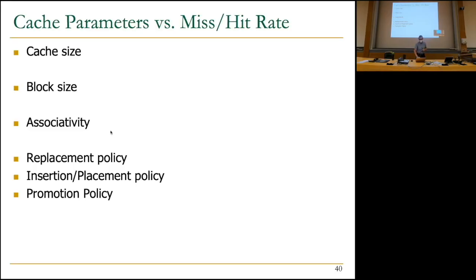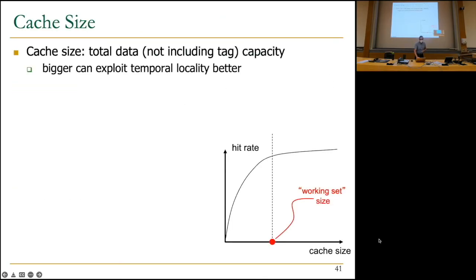I'll mention one, as we discussed earlier. Cache size is a biggie, of course, right? Cache size usually, almost always, refers to total data capacity. So when people say a 120 megabyte cache, they're talking about the data store size, not the tag store. The tag store is in addition to that. It has to be there, of course.